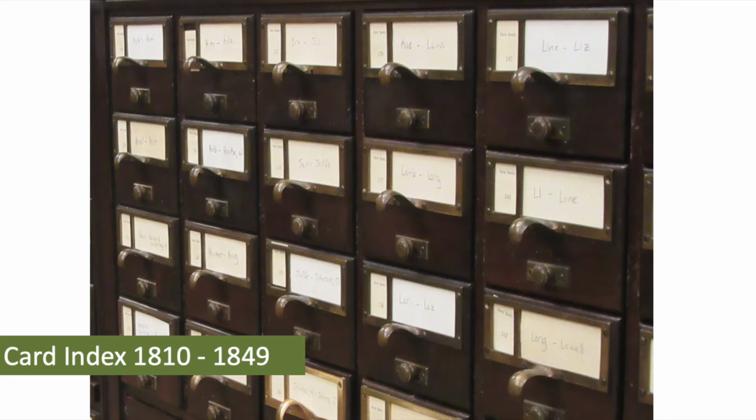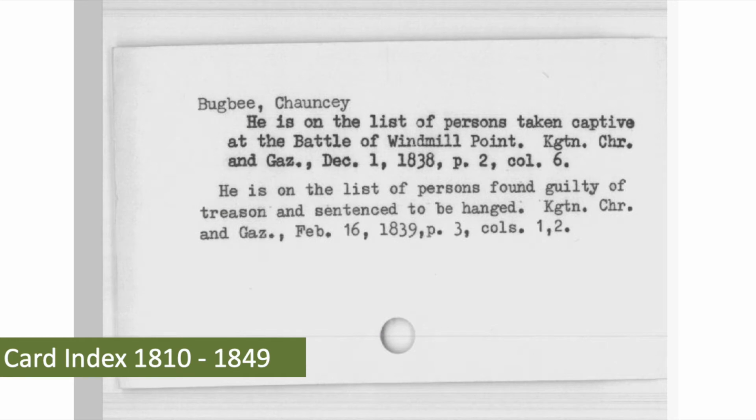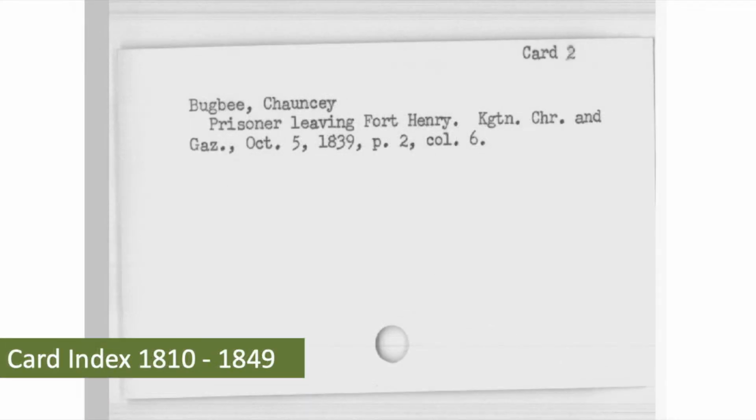Well, yes, thanks to the work of volunteers in the years before digitization, the earliest years of the Kingston newspapers were indexed by hand. The volunteers went through the newspapers, assigned subject headings to the various articles, and typed the information onto index cards. It was painstaking and valuable work. This card set lists articles in which the name Chauncey Bugby appears. The card index covered the newspapers from 1810 to 1849.